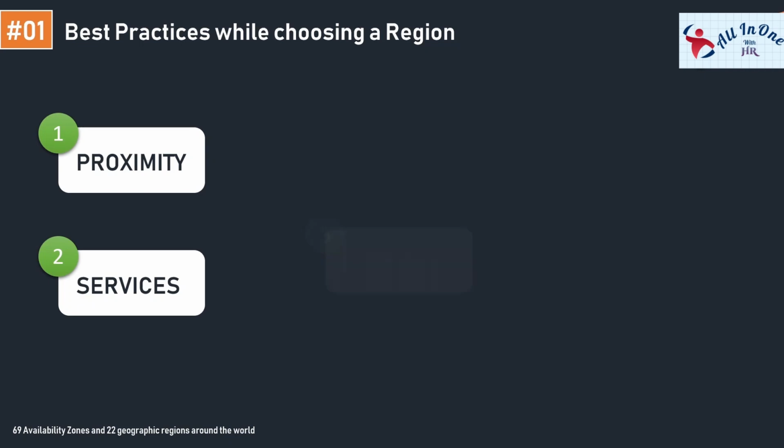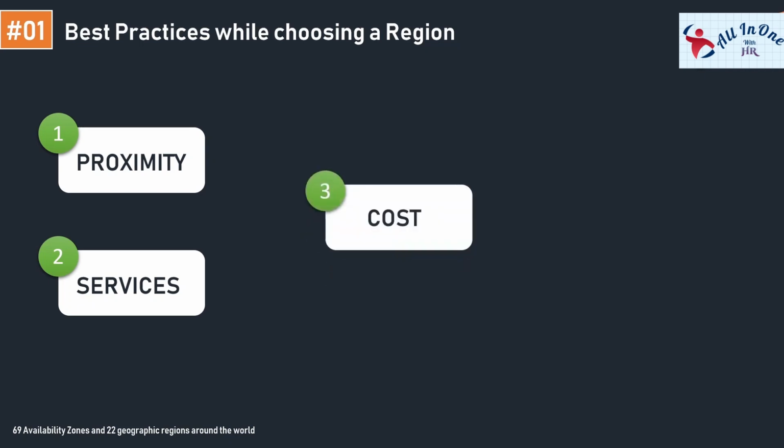The third thing is cost. Obviously cost is really important to us, and certain regions will cost more than others. We can use the AWS calculator to do a cost estimation for us so that we can choose the right amount of value that we need for a region, and in that way we can optimize cost as well.